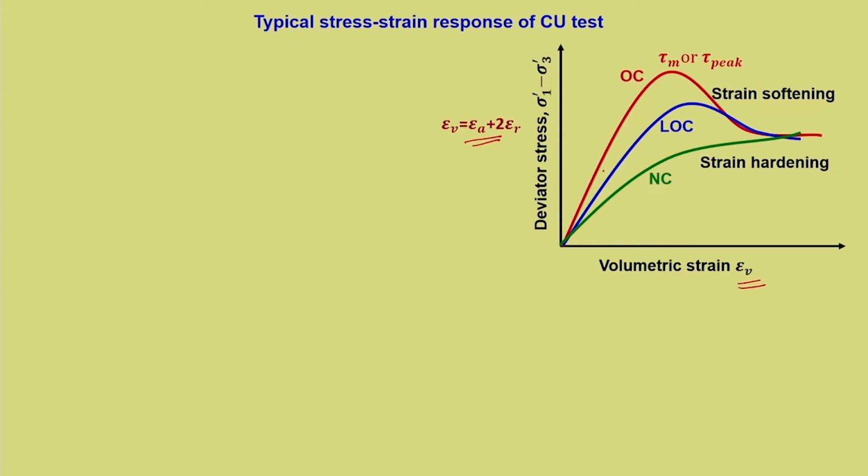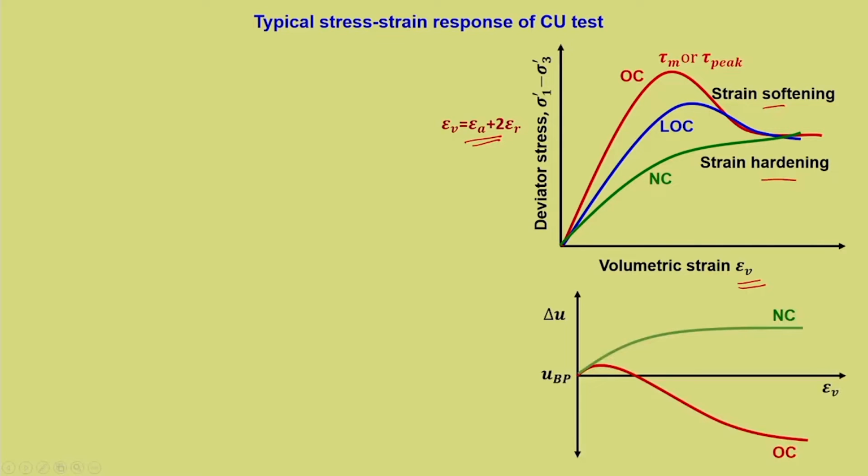So, what is happening? A typical OC has a peak and NC does not exhibit a peak. Here it is strain softening, here it is strain hardening. Now, in this case, instead of volume change, we have changes in pore water pressure, and if it is under back pressure, then the pore water pressure starts from the back pressure, and for NC there will be positive. So, this will be positive and that is NC, and for OC after a small initial adjustment it will get to negative pore water pressure. So, that is what is going to happen.